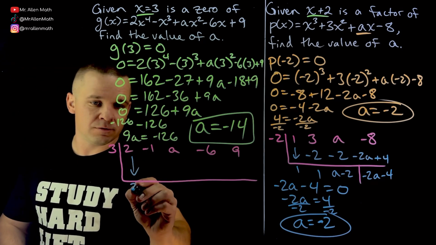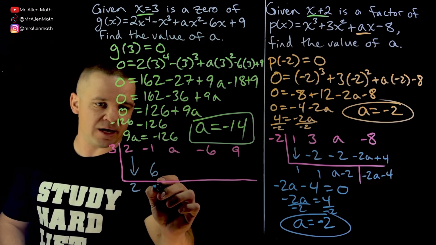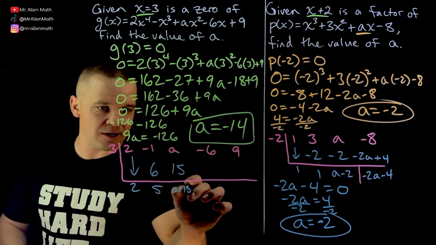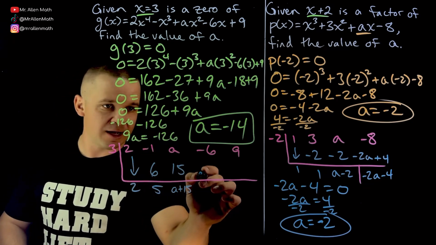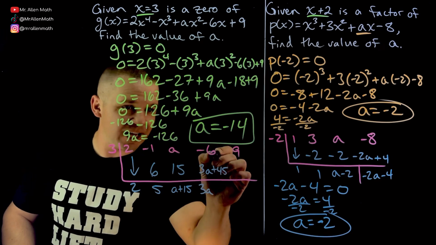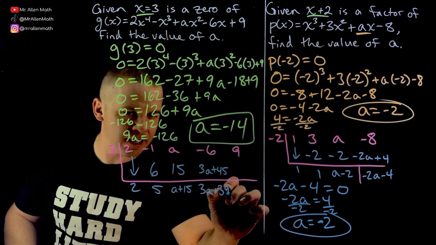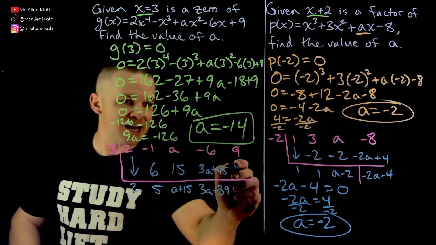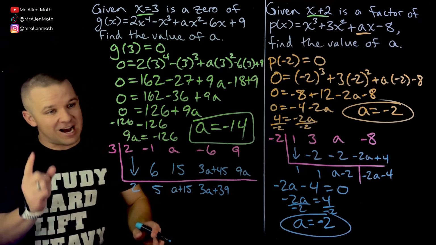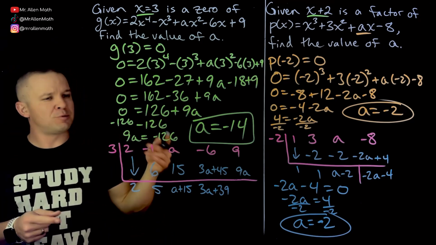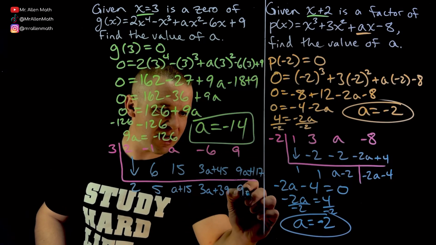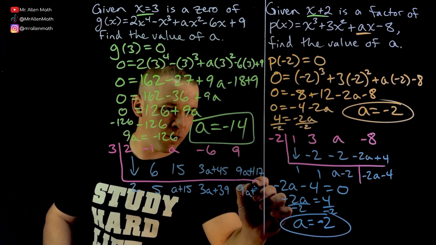We're going to drop the 2. Multiply, I get 6. Add them, I get 5. Multiply, I get 15. Add them, we have a plus 15, or 15 plus a. Multiply, I have 3a plus 45. So that's going to be 3a. And then negative 6 plus 45, that's positive 39. 3 times 3a is 9a. 3 times 39. 3 times 30 is 90. 3 times 9 is 27. 90 plus 27 is 117. So plus 117. Then I'm going to add. I have 9a. 9 plus 117 is 126.